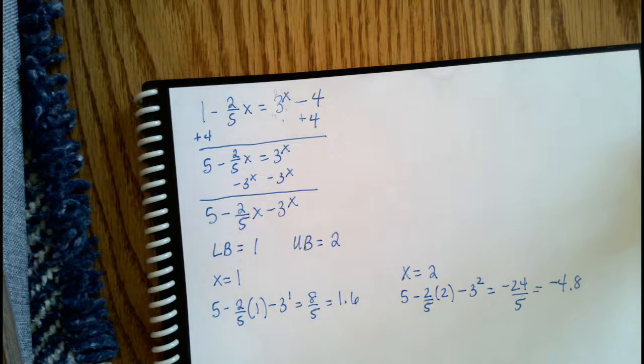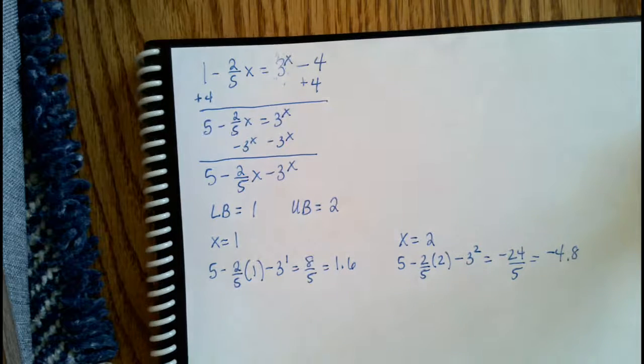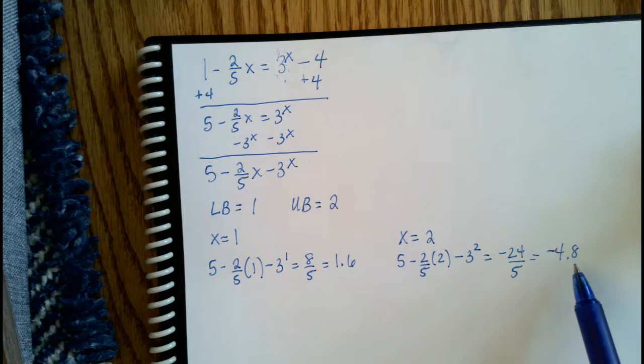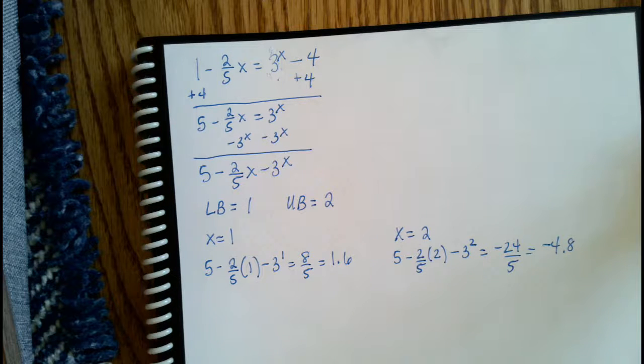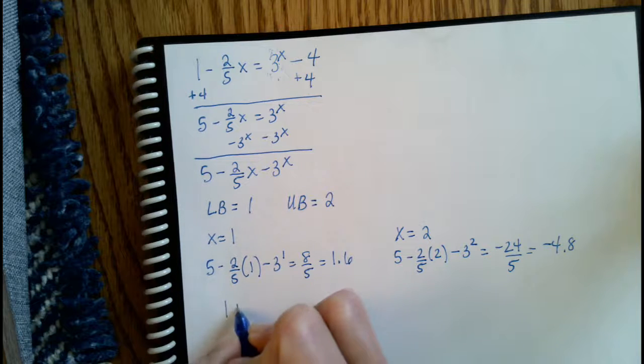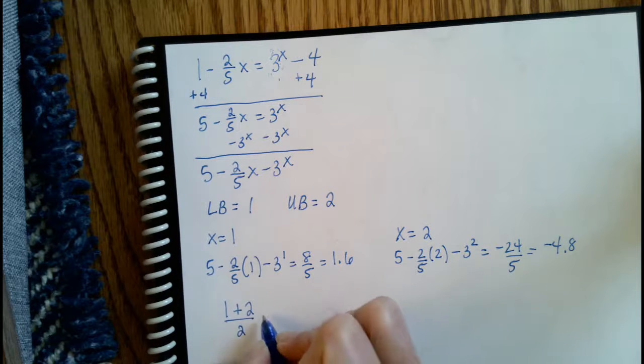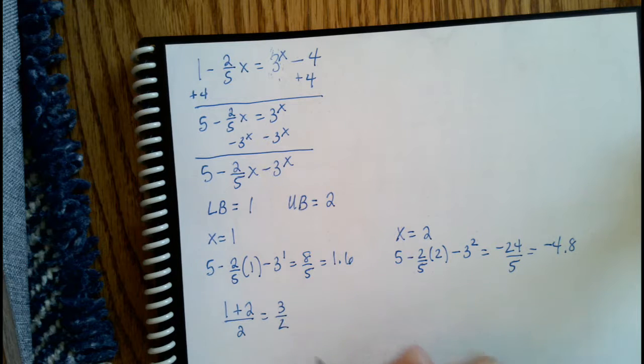So what I want to point out is that 1.6 is positive. You've got to be able to see it. And negative 4.8, there's the negative. Because now what we're going to do is take our lower bound and our upper bound and average them together. 1 plus 2 divided by 2 is 3/2. And then we're going to take that value of 3/2 and put it back into the equation. So it's going to be 5 minus 2/5 times 3/2 minus 3 to the 3/2.